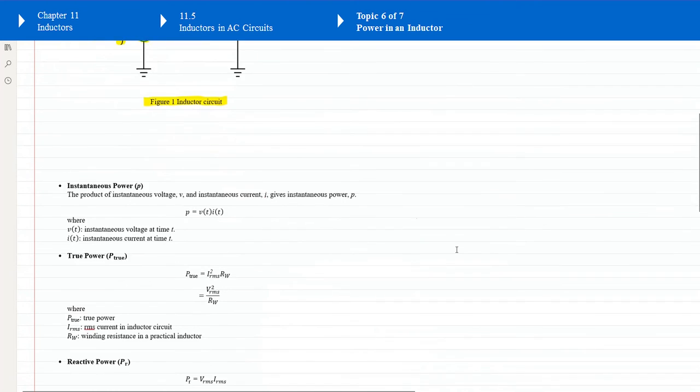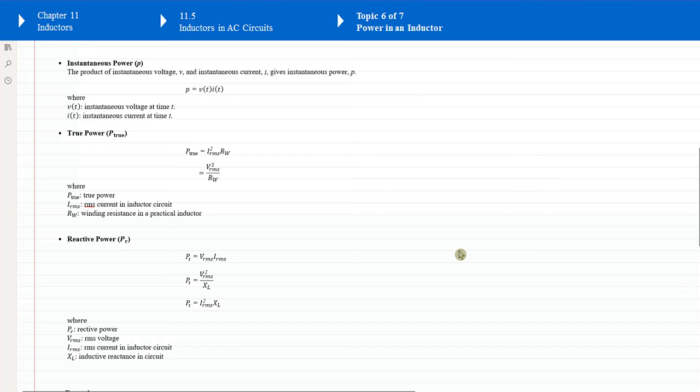Now let's look at these powers. The first type of power is called instantaneous power, lowercase p. So what is an instantaneous power? Instantaneous power is the power dissipated in the inductor at any moment. Since we know electric power is defined as V times I, the instantaneous power, lowercase p, is the instantaneous voltage, v of t, times the instantaneous current, i of t.